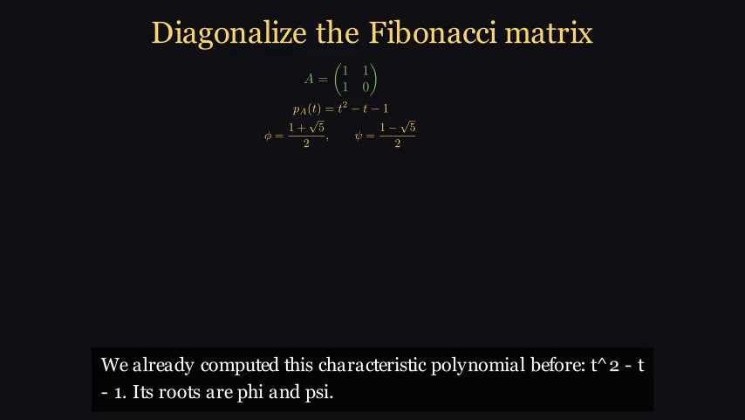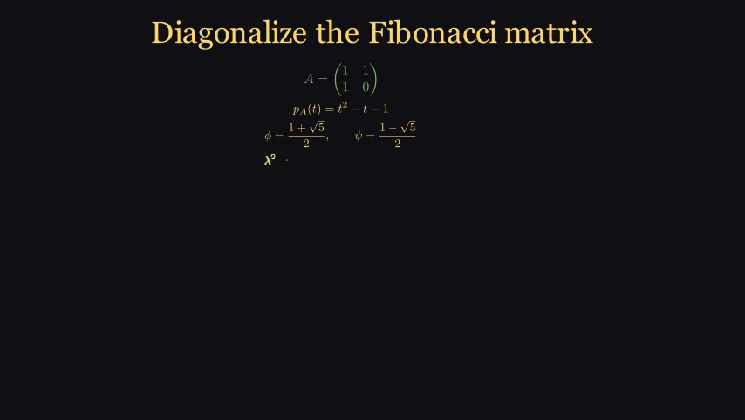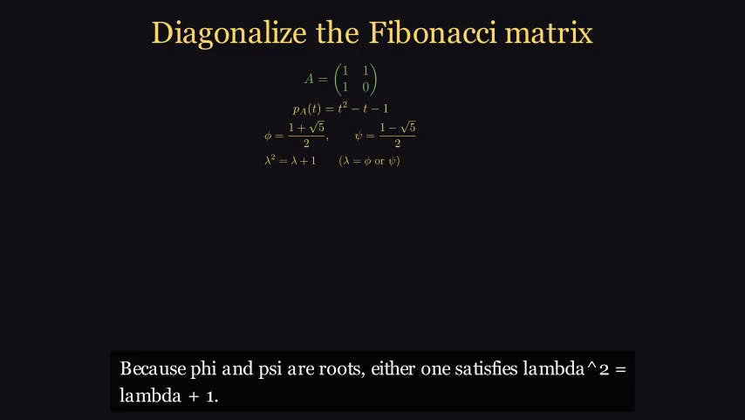We already computed this characteristic polynomial before. T squared minus t minus 1. Its roots are phi and psi. Because phi and psi are roots, either one satisfies lambda squared equals lambda plus 1.